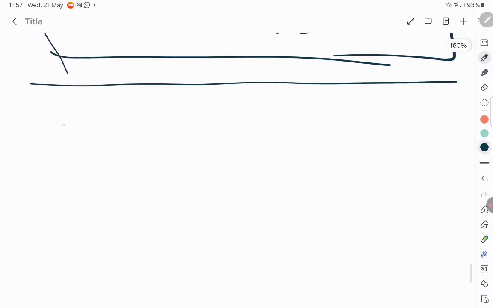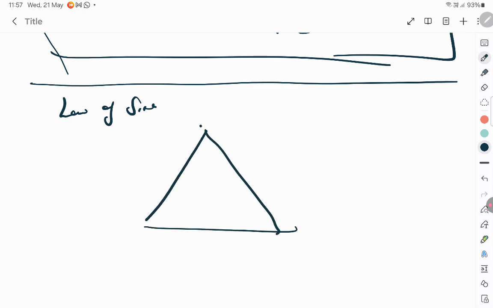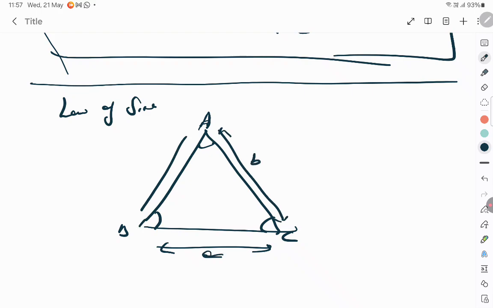And next is about law of sine. The law of sine is like you have a triangle where you have A, B, and C. This is angle A, angle B, and angle C. Opposite to angle A is small side a, opposite to B is small b, and opposite to angle C is small c.